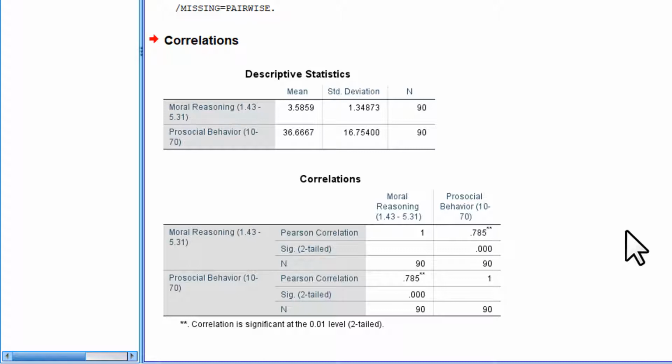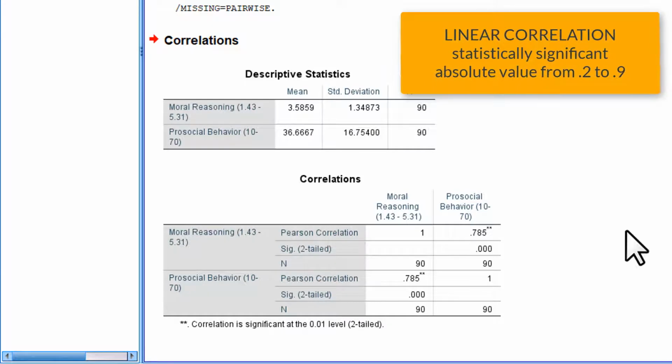Positive means that the variables move in the same direction. When one increases, the other increases as well, and vice versa. A negative coefficient means that the variables move in opposite directions. When one increases, the other decreases, and vice versa. For the purpose of testing the assumption of linear correlation, we need to evaluate the absolute value, meaning regardless of the sign or valence.